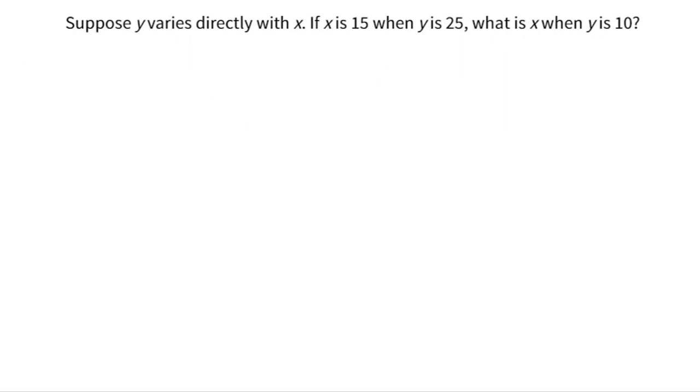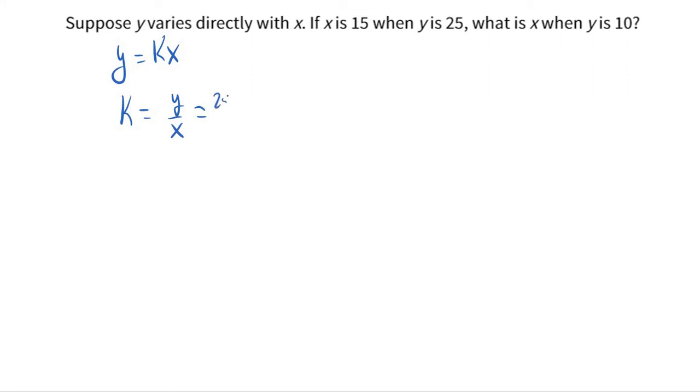How about something like this? y varies directly with x. Okay, so they're telling us y equals kx is true. If x is 15 when y is 25, what is x when y is 10? Now there's a couple different ways you could do this. If y equals kx, then you know that k equals y over x, right? So let's plug things in.